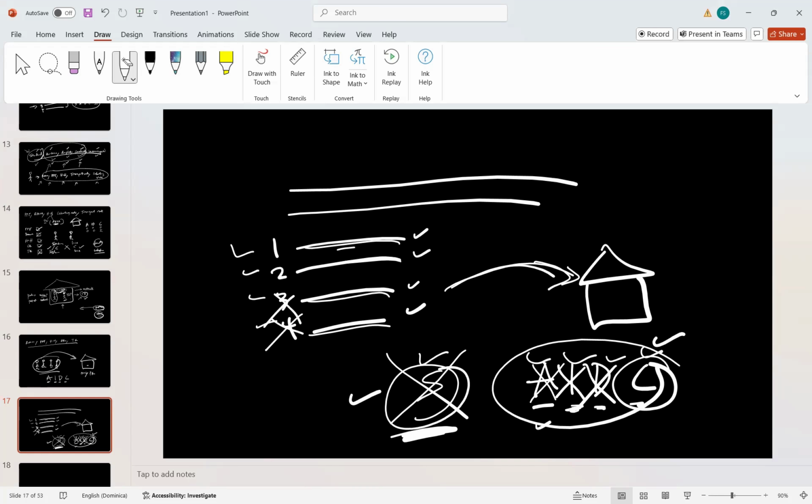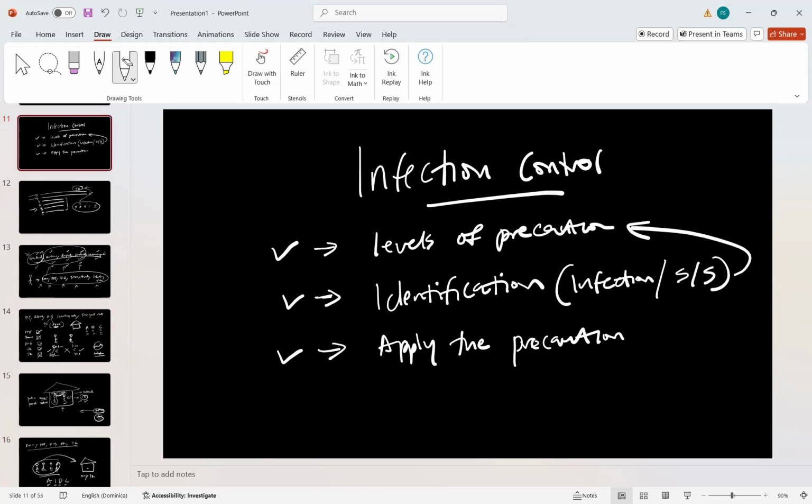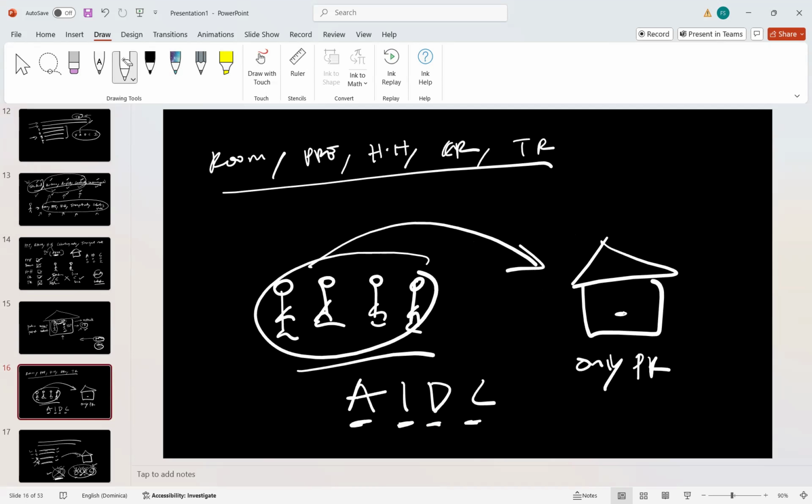So your whole duty is to know the level of precaution, which I listed, and then know the condition or infection or sign and symptom related to those levels. You need to know which ones fall under standard, airborne, droplet, contact, and immunocompromised. Once you know all these things, immediately you can start applying the precautions related to the room, the PPE, the hand hygiene, the quarantine rule, and then transport. So yes, this is everything related to infection control.